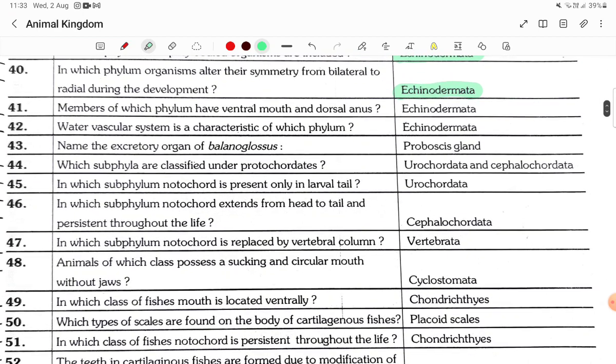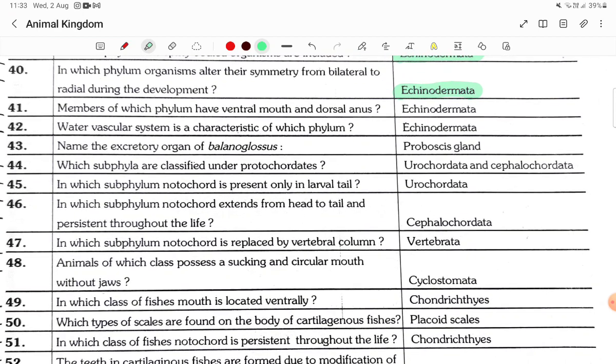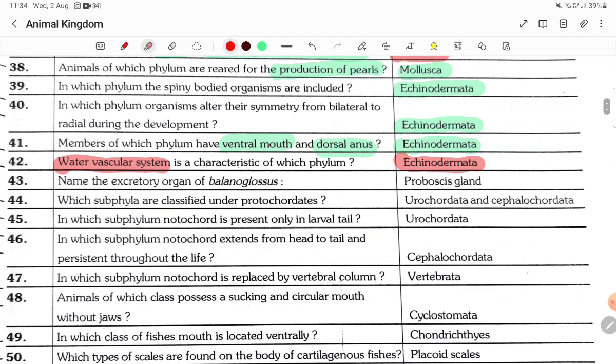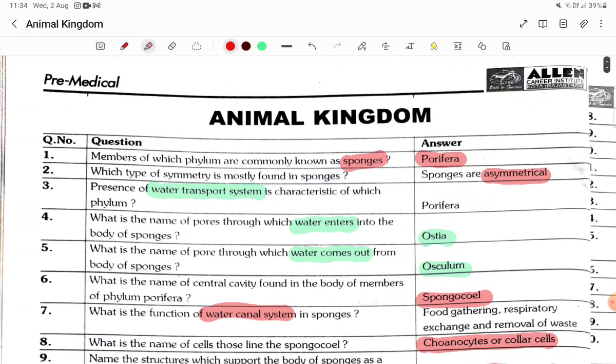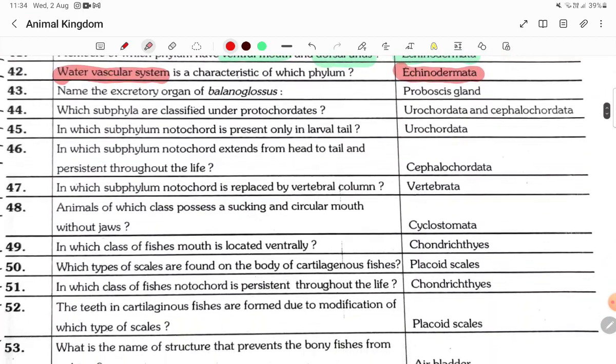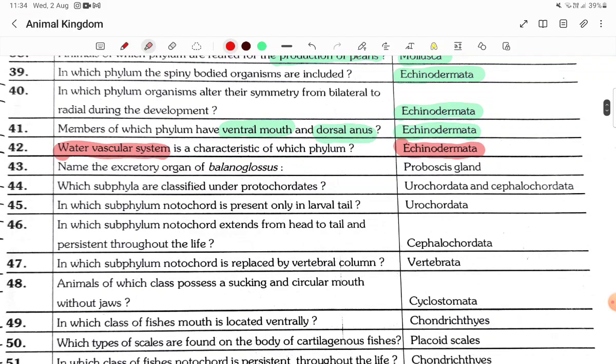Question number 41: members of which phylum have a ventral mouth and dorsal anus? Echinodermata. This is important. They have a ventral mouth and dorsal anus. Question number 42: the water vascular system is a characteristic feature of which phylum? It is a characteristic feature of Echinodermata. We discussed this in question 1: the water transport system is the main characteristic of phylum Porifera, and the water vascular system is the main characteristic of Echinodermata.